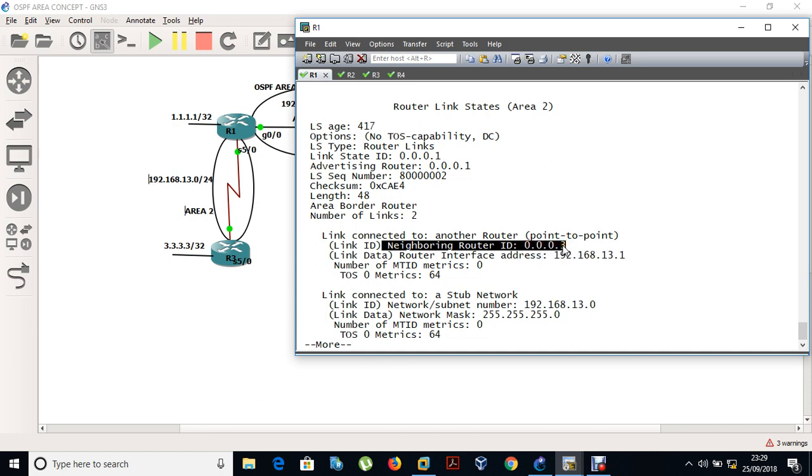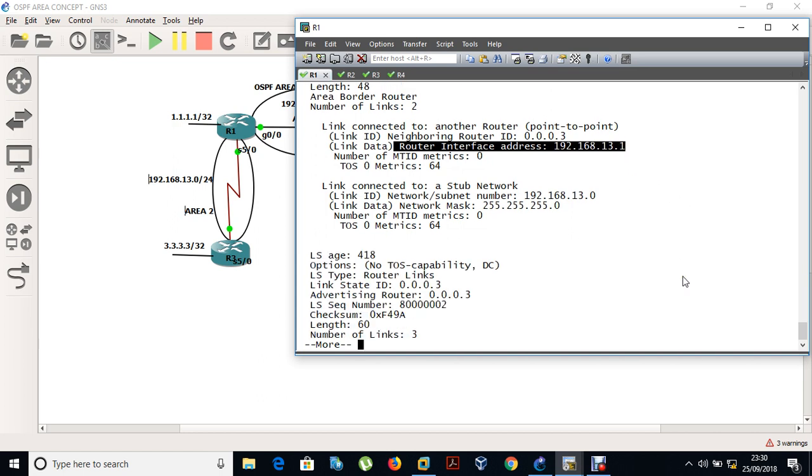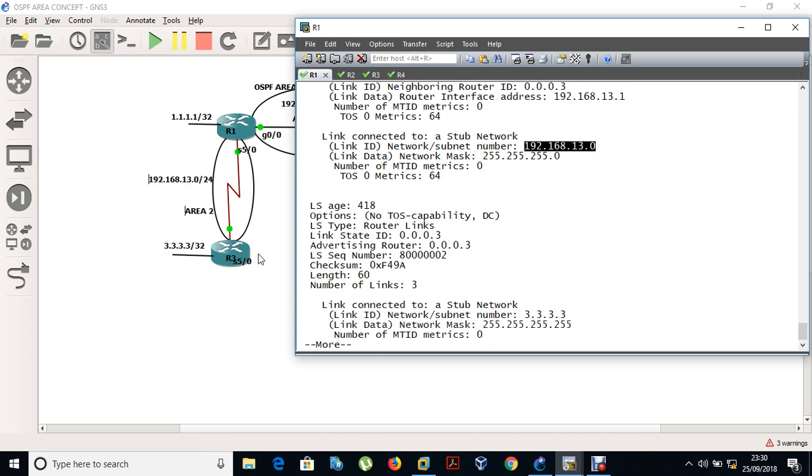It says the neighboring router ID is 0.0.0.3. That means I have a neighbor connected, for sure, which is 0.0.0.3. And the other link I'm advertising is the link that I am connected to, which is 192.168.13.1. This is the link in here. So I think that's the end of it.